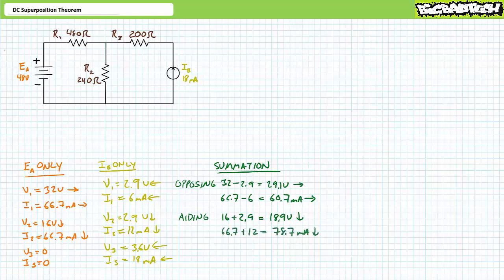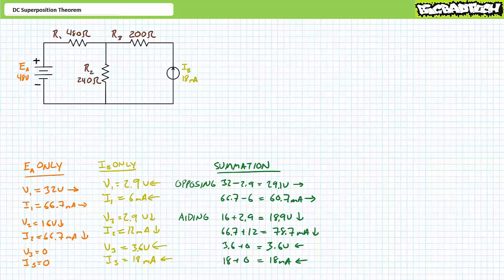be increased. Similarly, when the voltage source pushes 66.7 milliamperes of current through R2, top to bottom, and the current source also pushes 12 milliamperes in the same direction, R2 ultimately experiences 78.7 milliamperes of current traveling top to bottom. Again, the effects of both sources are aiding one another, and it makes sense that the final current will be more. Lastly, R3 experiences a voltage drop and current because of the current source. As a result, R3 finally experiences a voltage drop of 3.6 volts, positive to negative, right to left, and 18 milliamperes of current traveling right to left.